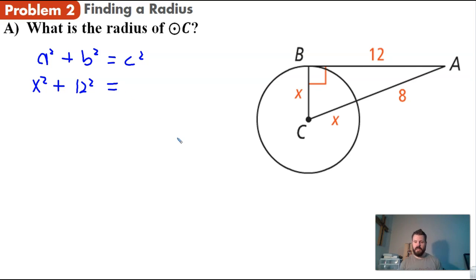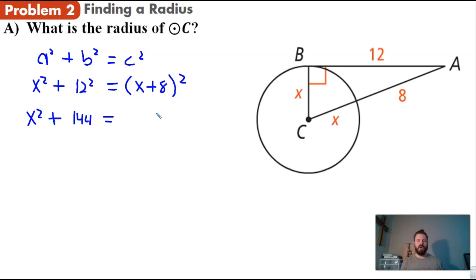So x squared plus 12 squared is equal to, and then here's where it gets a little bit ugly. Notice my hypotenuse is made up of two parts, an x and an 8. So I'm going to say my hypotenuse is this, x plus 8 squared. So to solve this, we're going to have a little bit of algebra practice. So I've got x squared plus 12 squared, I know that's 144, is equal to, and then how am I going to deal with this?